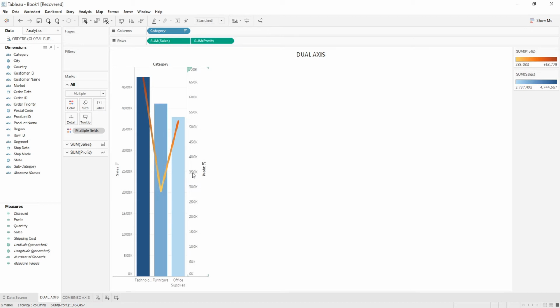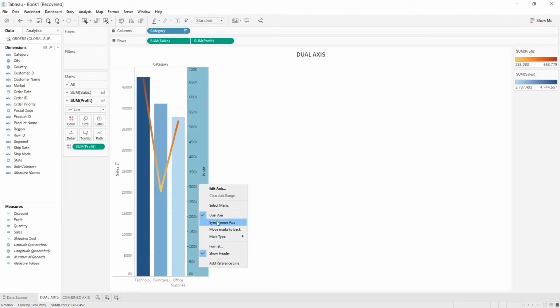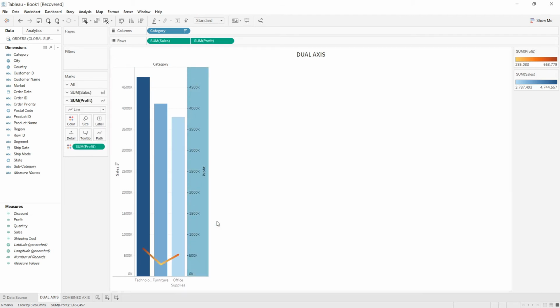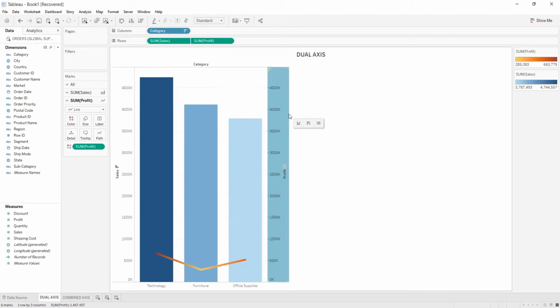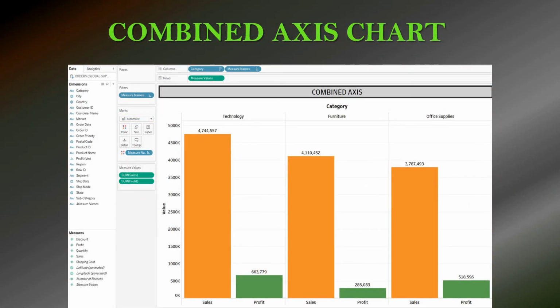Now, if we want both the charts to work on similar data for the axis, then we have to synchronize their axis by right clicking on any of the axes and going to the Synchronize Axis option. Hence, in this way, a dual axis chart can be created and multiple insights can be tracked very easily using a dual axis chart.